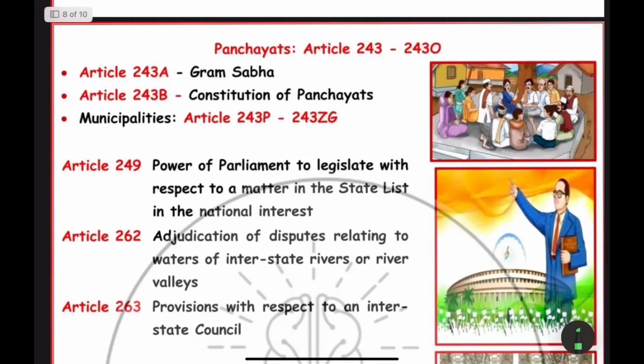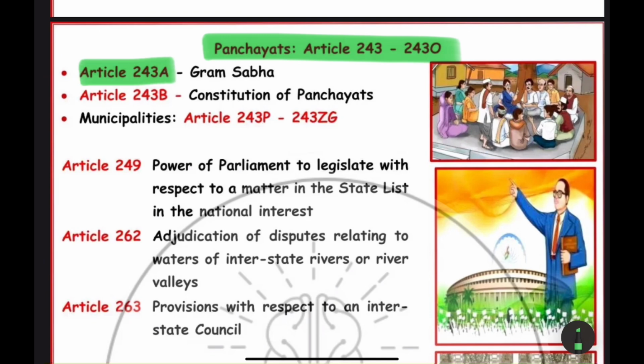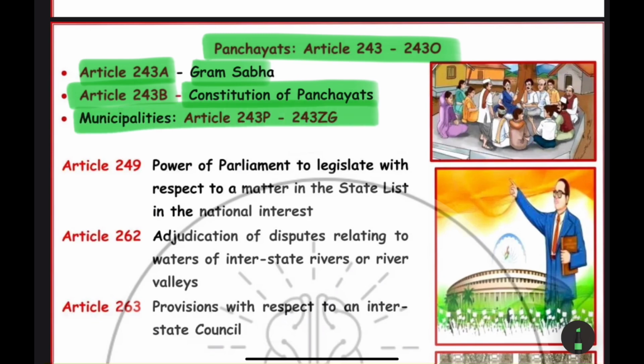Almost we completed the articles. Starting from 243 to 243O, it tells about the panchayats. Article 243A gives us the Gram Sabha. Article 243B gives the constitution of panchayats. Then municipalities are Articles 243P to 243ZZ. Article 249 is the power of Parliament to legislate with respect to matters in the State List in the national interest.